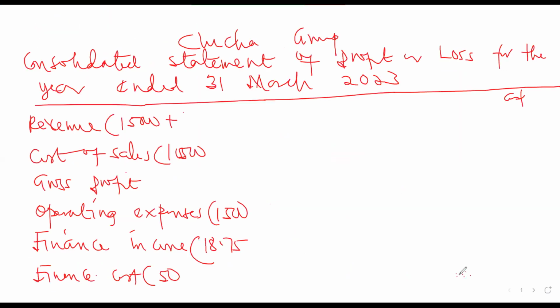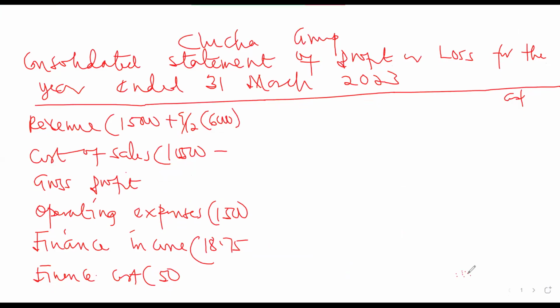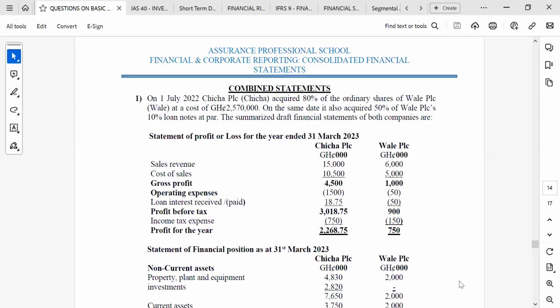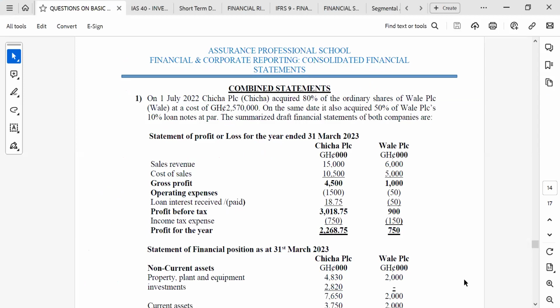So this will be plus 9/12 multiplied by what? We go and look for the revenue figure. That will be 6,000, isn't it? So it means that we are going to have a share of only 9 months profit. So that will be 6,000. Then we have 9/12 multiplied by cost of sales, which will be 5,000. Then the operating expenses will be 9/12 multiplied by their operating expenses, which is 50.